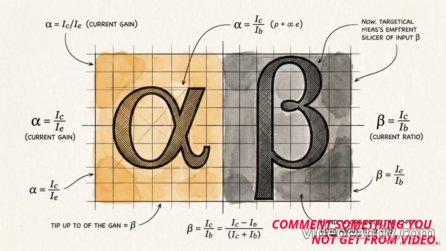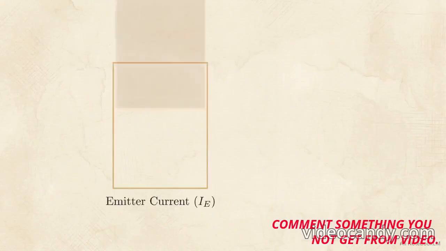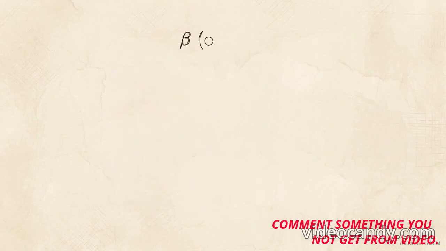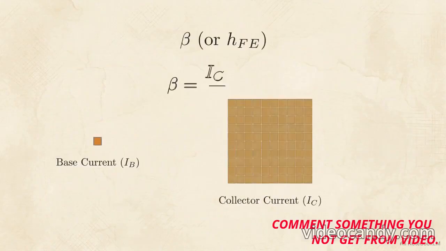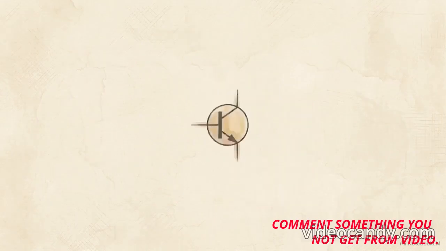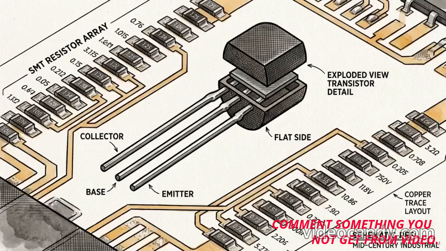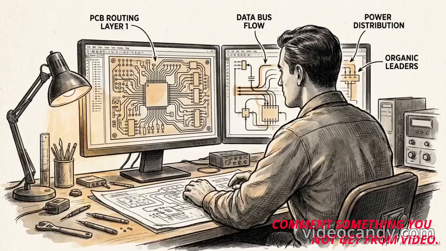By mapping these regions, we derive 2 critical mathematical ratios. The first is alpha, the ratio of collector current to emitter current. Because a small amount of current is always required to bias the base terminal, alpha is always slightly less than unity, typically around 0.98. The more critical metric is beta, or HFE. This is the current amplification factor, the ratio of the massive collector current to the tiny base current. If a transistor has a beta of 100, a 1 milliamp signal at the base yields a 100 milliamp flow at the collector. This is the true measure of the device's gain.